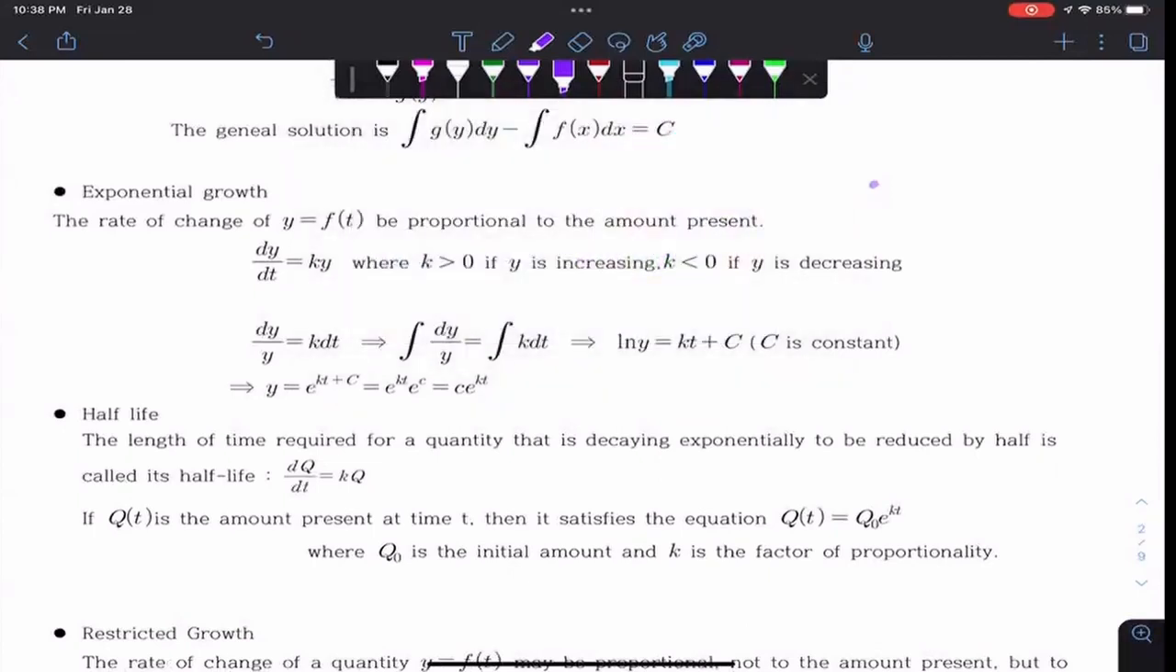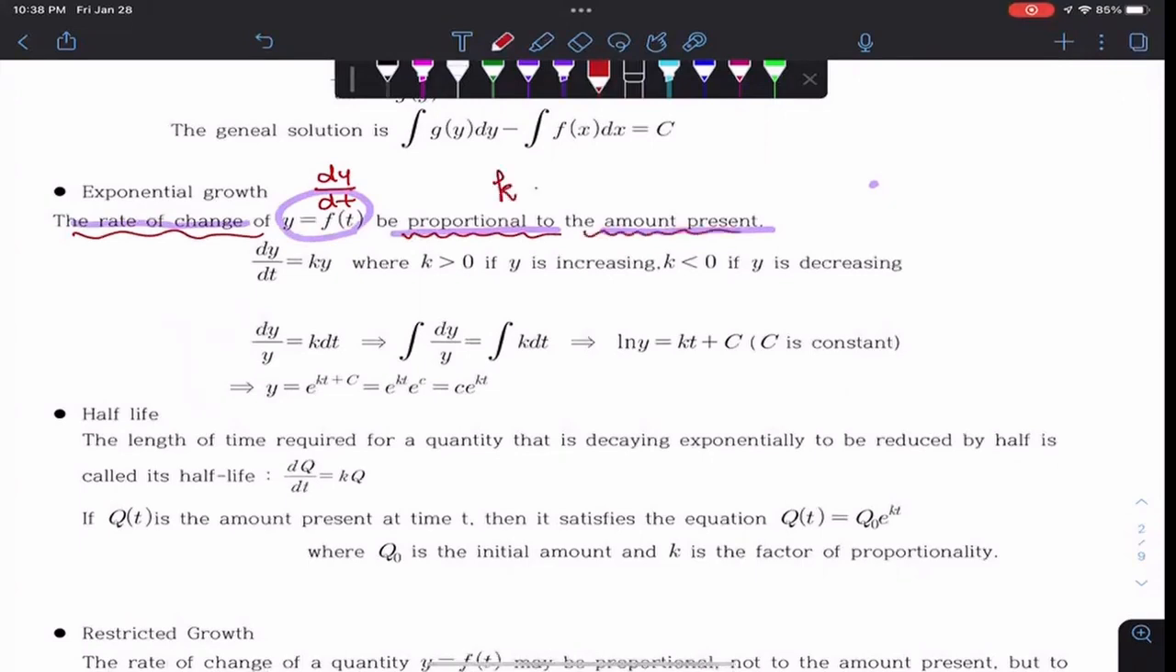Look at exponential growth. The rate of change of y, as a function of t, is proportional to the amount present. In other words, dy over dt is proportional to the amount present y, so we need a constant k. So I can rewrite it as dy over dt equals k times y. This formula tells us this is the exponential growth form.